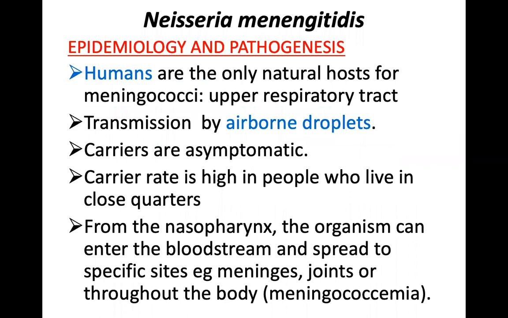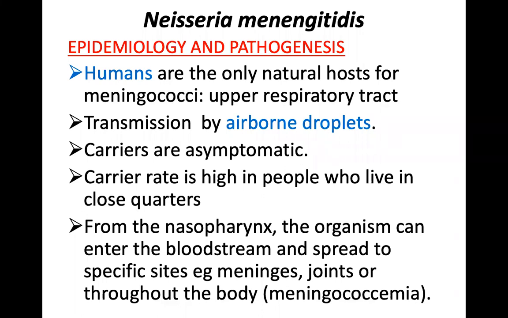Now, Neisseria meningitidis, we'll begin with this species. Human beings are the only natural hosts for meningococci, and people who are carriers of this bacteria have them in the upper respiratory tract. So the mode of transmission is by airborne droplets. Carriers, of course, are asymptomatic, and you tend to have a higher carrier rate in people who are in close quarters, for example, in prisons, in military training camps, in dormitories, hostels, etc. So because of the close proximity and the mode of transmission, you have a higher carrier rate in such populations. From the nasopharynx, the organism can enter the bloodstream and spread to specific sites.